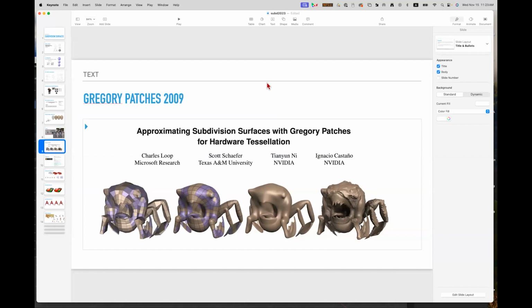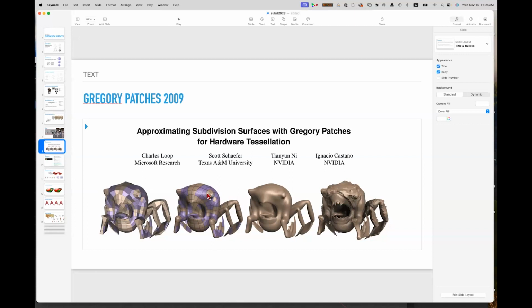Now, I'm going to skip ahead to 2009, where we've got Gregory patches. Gregory patches, I think, are currently still the commonly sexy way to get subdivision surfaces into game engines. And I assume that they're probably used in some DCCs, but I don't know. The trick with a Gregory patch, we get to see our friend Mr. Loop here again. He's been involved for decades now with this kind of work, is that you do a pre-pass on your subdivision surface. This is a Catmull-Clark authored model here.